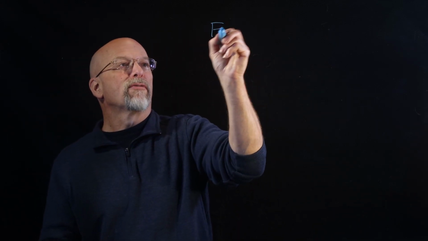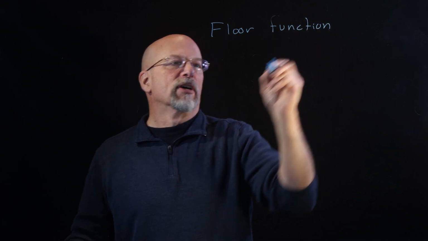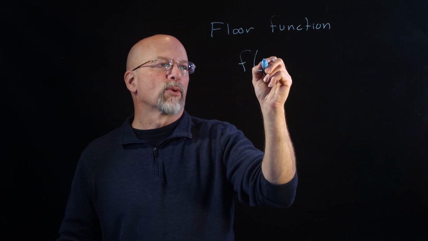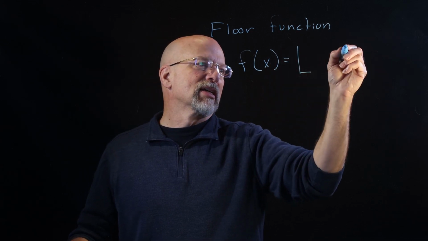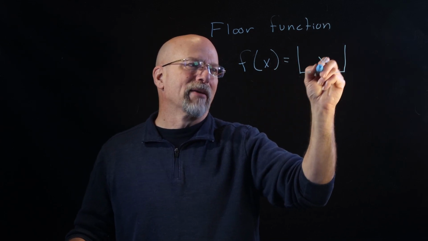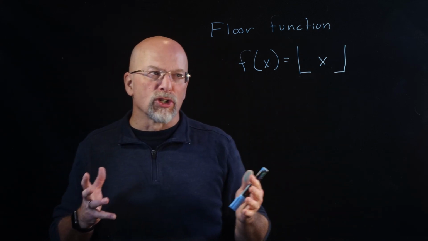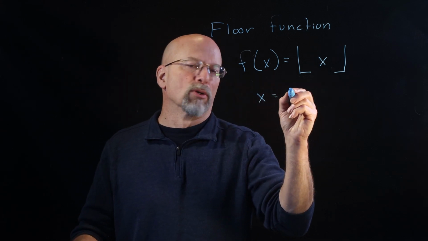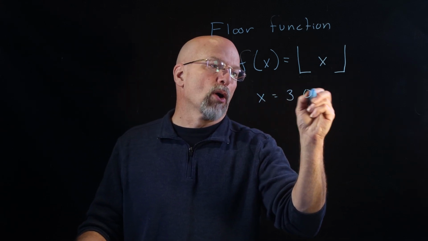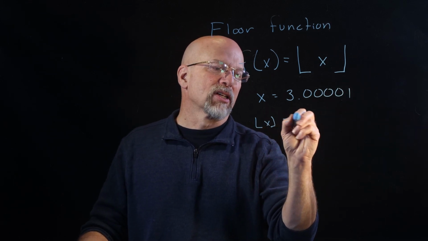The next function, which we also talked about, was the floor function. If we had some f of x is equal to, well, it was represented with these weird little L shapes, right? And it showed the largest integer that is less than or equal to x. So for x equal to 3.00001, the floor function of x is equal to 3.